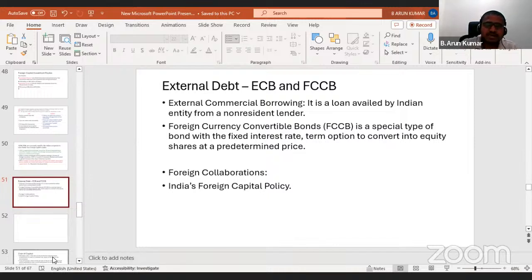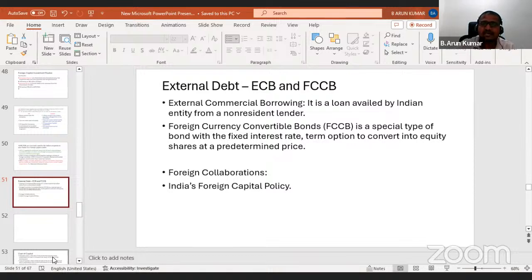Then after external debt, there is ECB, external commercial borrowings. ECB is a loan availed by an Indian entity from a non-resident lender. External commercial borrowing means any Indian company or Indian entity taking a loan from a non-resident lender. Then we call it external commercial borrowing.